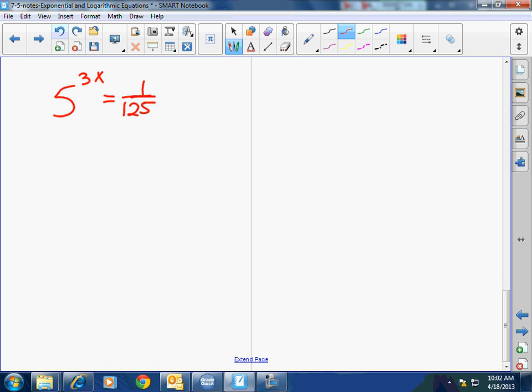Now, just so you know, you can use the log even if you have a common base. You could do the log method. You could log both sides, and you're going to get the right answer still. I'll prove that to you in a second. But for those of us who are really starting to understand this, do I have a common base? 5, yeah. This is 5 to the 3x equals 5 to the negative 3, right? Yes, sir.